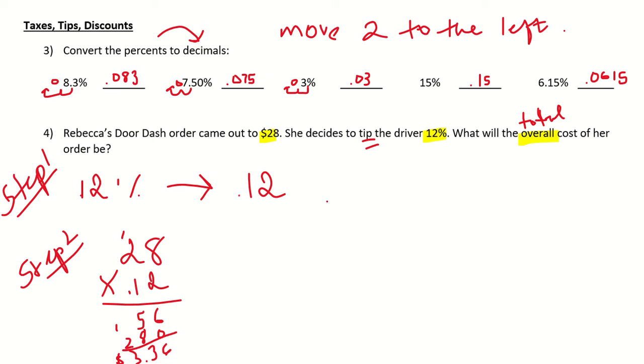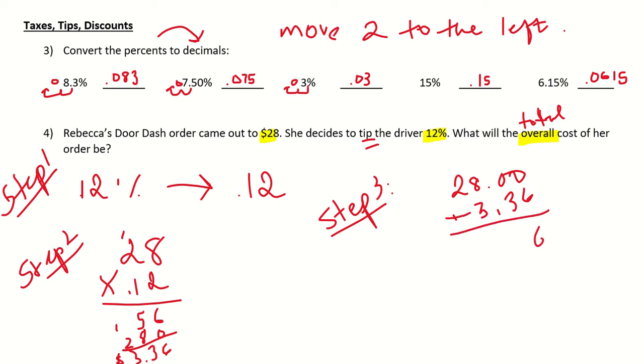That's not our answer, and that's because that's not what's being asked. We're being asked what will the overall cost of her whole DoorDash order be. So it has to be food plus tip. Remember, a tip is something that's added. So that's going to be our step 3, which is to add $28. I need to put zeros so I can line up decimals. $3.36 of the tip. Add this. So her total cost, her whole order is going to be $31.36. That's how you do these. You would use the same steps for a tax question as well.